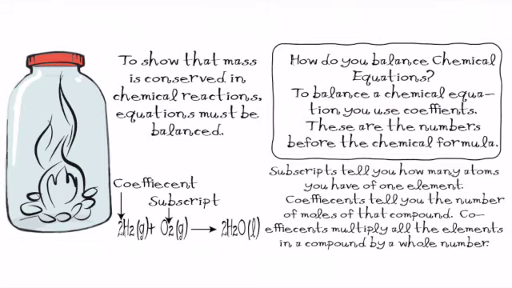To show that mass is conserved in chemical reactions, equations must be balanced. To balance a chemical equation, you use coefficients. These are the numbers that come before the chemical formula. So coefficients are the big numbers, subscripts are the small numbers inside of the formula. Subscripts tell you how many atoms you have of one element. Coefficients tell you the number of moles of that compound. Coefficients multiply all of the elements in a compound by a whole number.